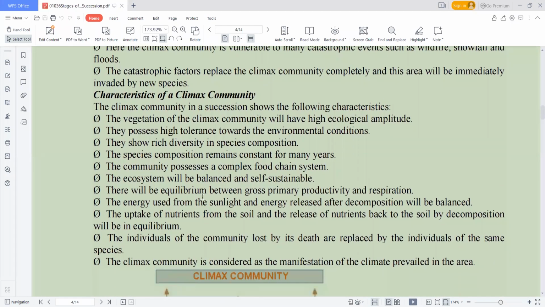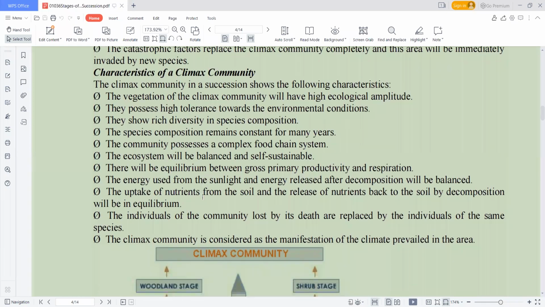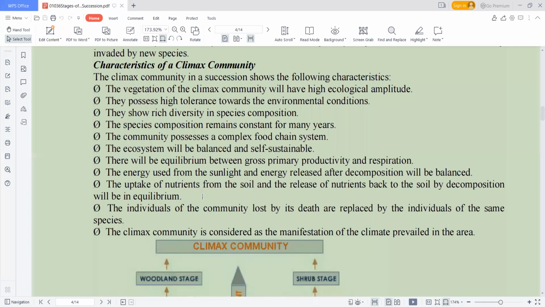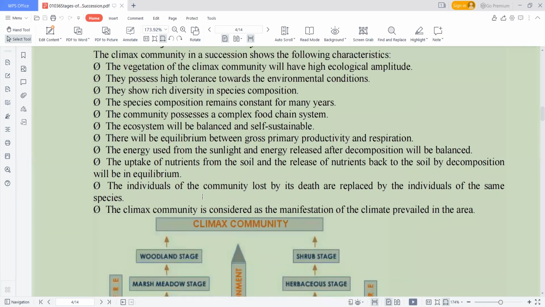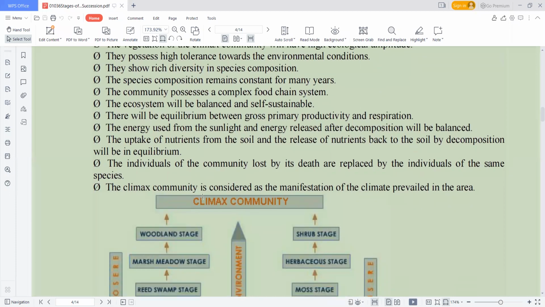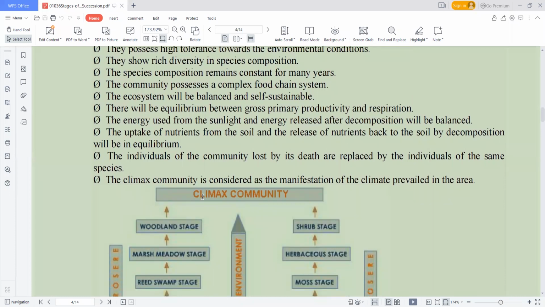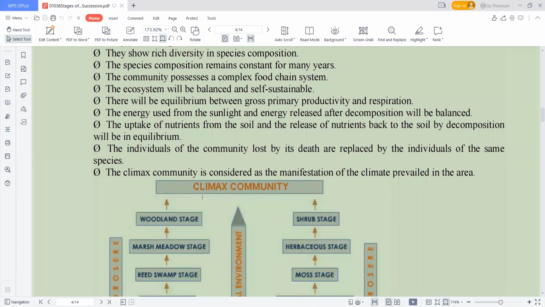So the characteristics of the climax community are: the vegetation of the climax community will have high ecological amplitude and possess high tolerance towards environmental conditions, and they show rich diversity in species composition, and species composition remains constant for many years. The composition will not change. The community possesses complex food chain systems, and the ecosystem will be balanced and self-sustainable. And there will be equilibrium between gross primary productivity and respiration. So energy used from the sunlight and energy released after decomposition will be balanced.